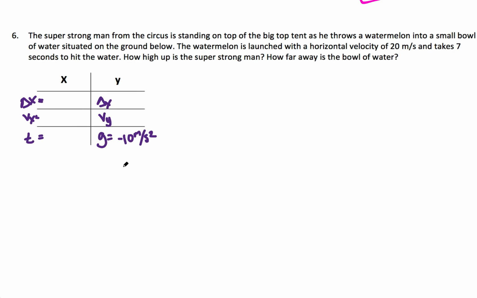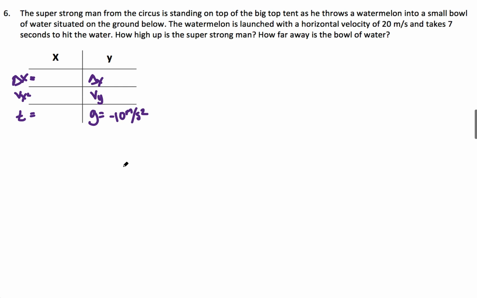There it is. All right, so here is our last word problem. The super strong man from the circus is standing on top of the big top tent as he throws a watermelon into a small bowl of water situated on the ground below. The watermelon is launched with a horizontal velocity, that will be our velocity in the x direction, of 20 meters per second and takes 7 seconds. We love it when time is there because it helps us to hit the water. How high up is the super strong man, and how far away is the bowl?